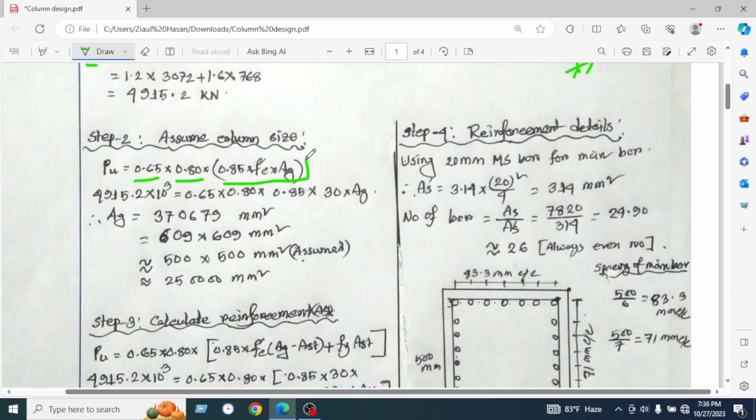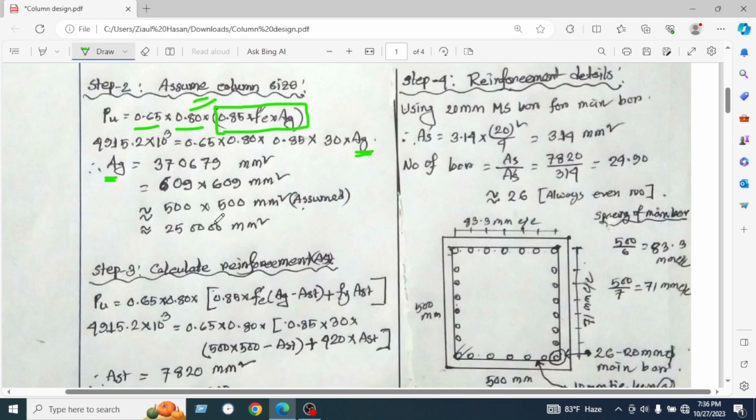This is the force of the concrete only. So we will assume the column will take only concrete, not steel, because we are assuming the column size. That's why we will use this only for concrete forces. And putting this value, we have found the area of column size is 3706779 millimeter square, which is 609 into 609 millimeter.